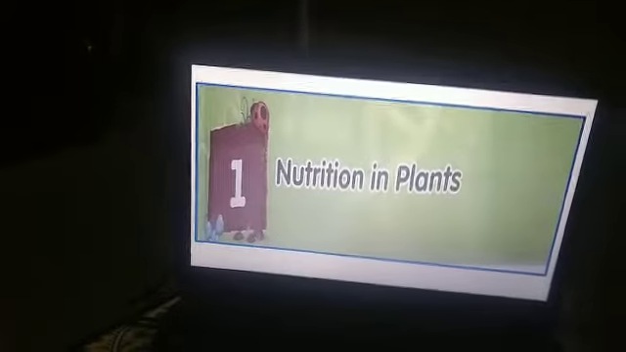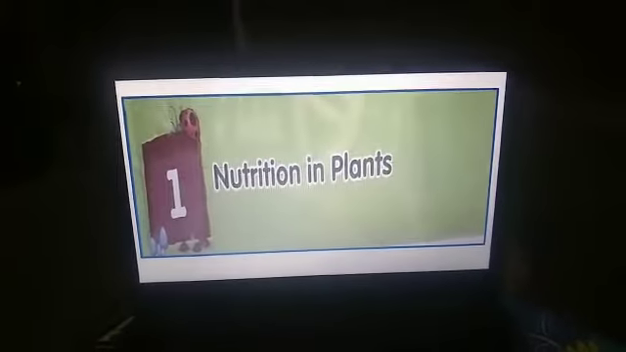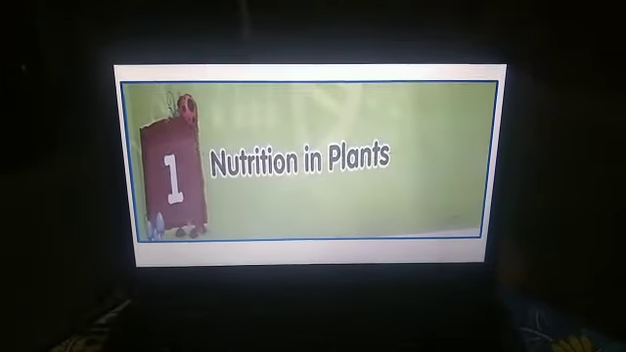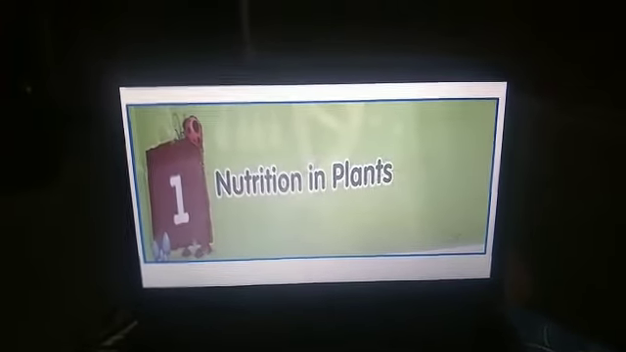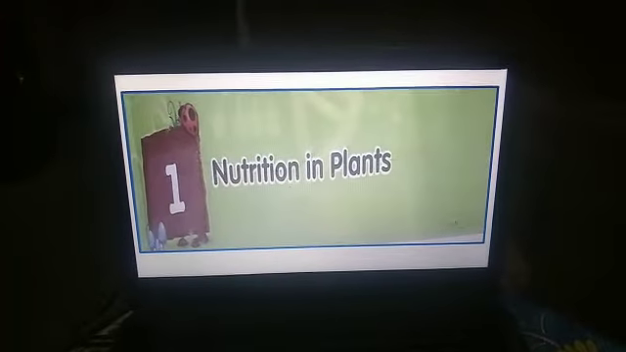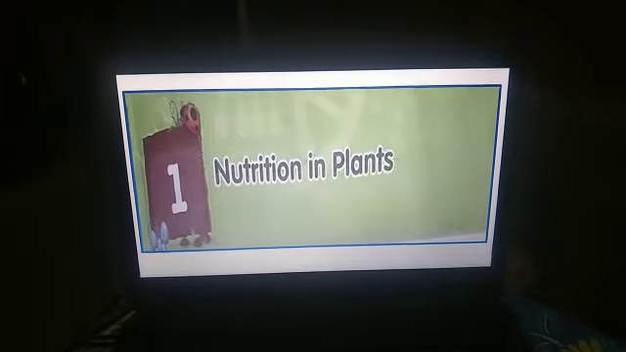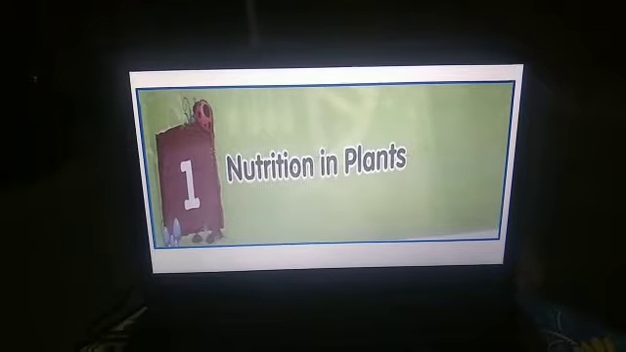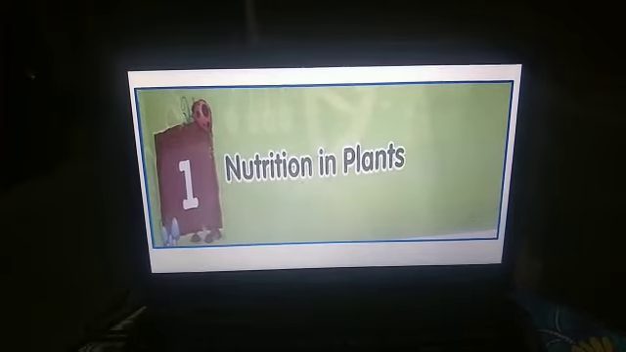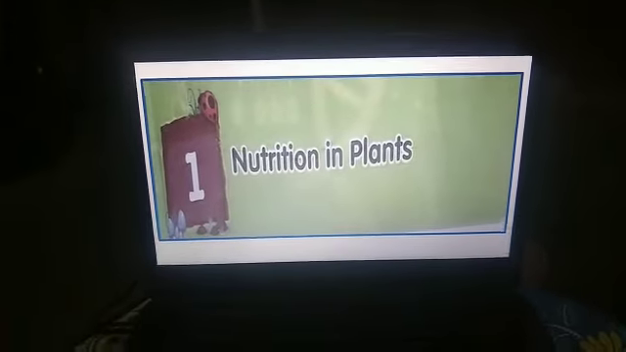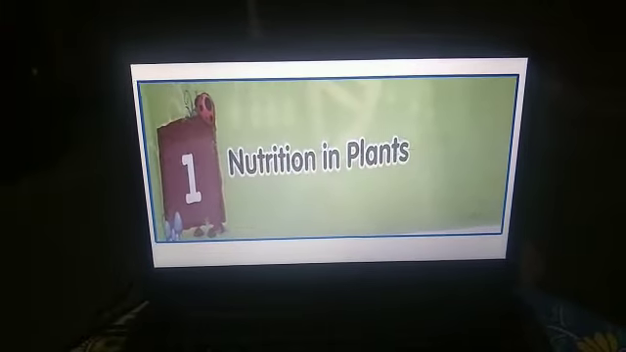So, children, you all know that organisms need to perform certain basic life functions for their survival, like nutrition, respiration, excretion, reproduction, and so on. Now, to carry out these different life processes, the organisms require energy. You all must be knowing where the organisms get this energy. The organisms get this energy from the food that they eat. By the breakdown of food, energy is released.